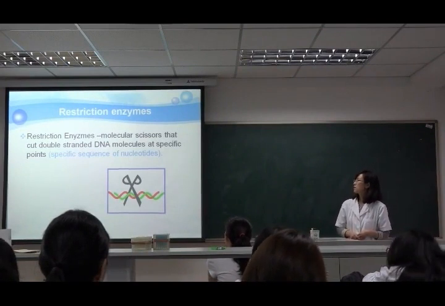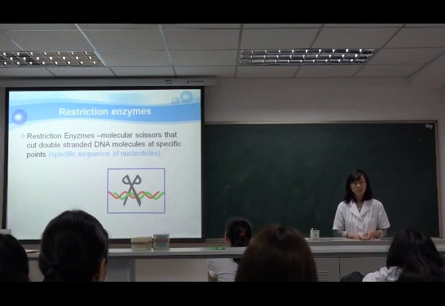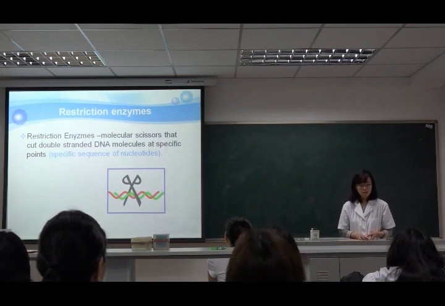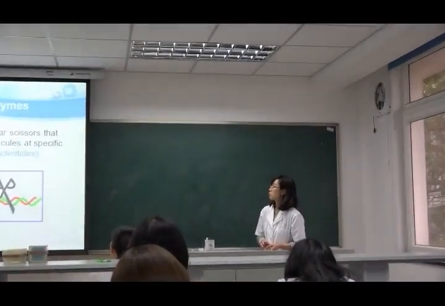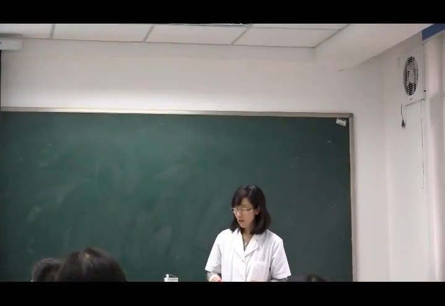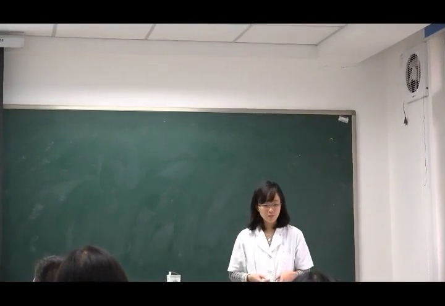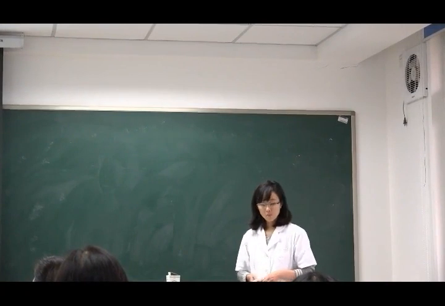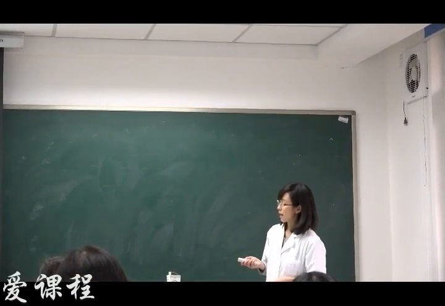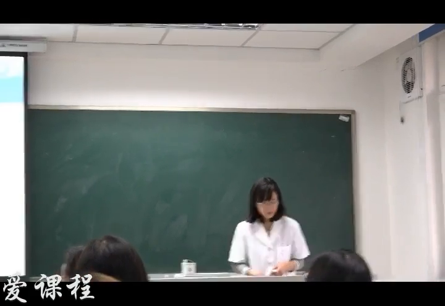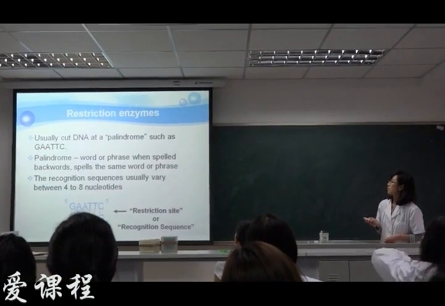Restriction enzymes are just like scissors. However, these are molecular scissors. These enzymes can cut double-stranded DNA molecules at specific points, and these specific points mean specific nucleotide sequences, just like GAATTC.